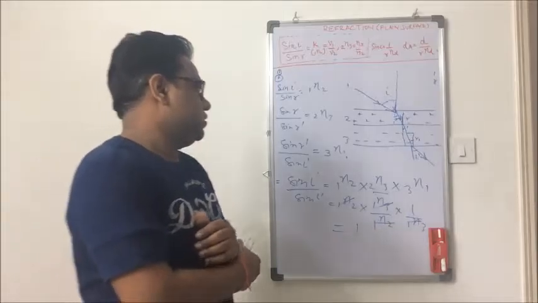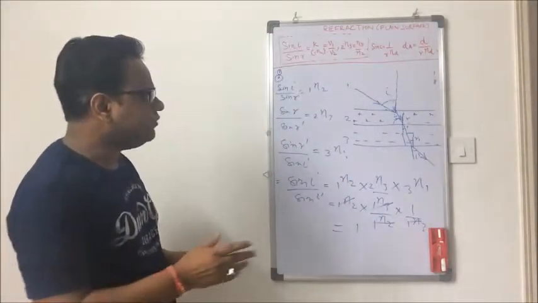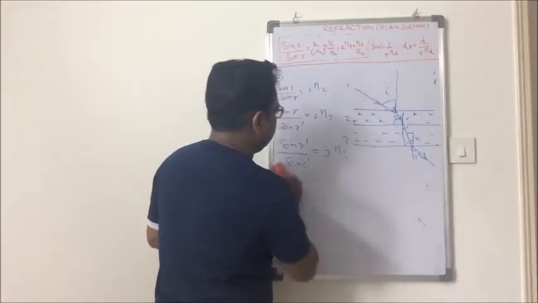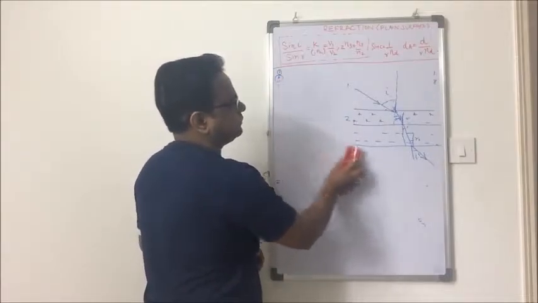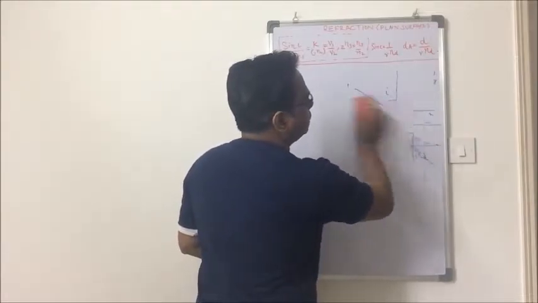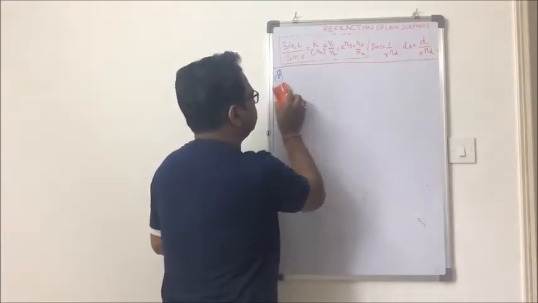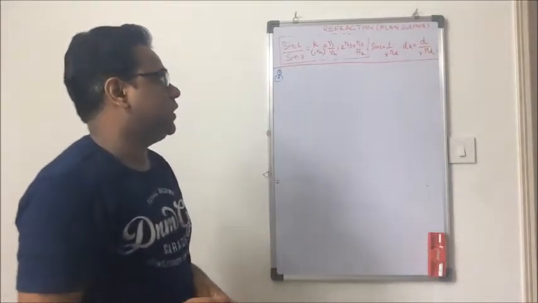So with the help of these three formulas, we understood the basics of this. Now we will prove one more thing, which is called total reflection.